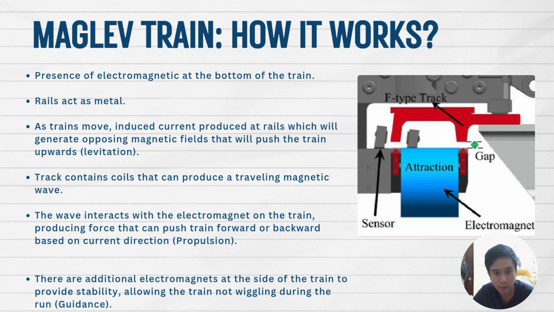The track contains coils that can produce a traveling magnetic wave, and the wave will interact with the electromagnets on the train. This produces a force that can push the train forward or backward, based on the current direction. This is called propulsion, which lets the train move forward. And in order to maintain the stability of the train, we add additional electromagnets at the side of the train. This allows the train not to wiggle, because the train is moving at very high speed. If the train is wiggling, it will be a real struggle.